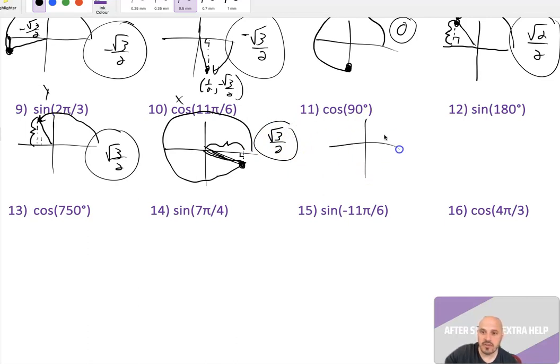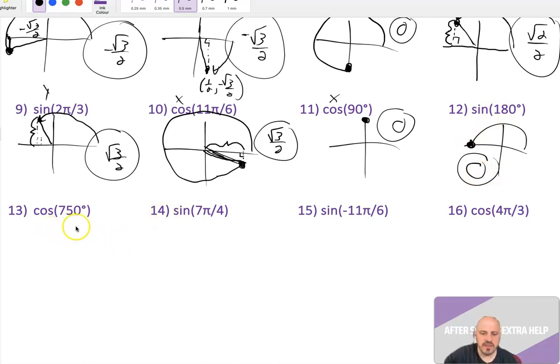How about 90 degrees? Cosine of 90, bam, right up there. What's that? The x value up there, just 0. How about sine 180? Bam, we did this one already, right? What's the sine at pi or at 180? Well, the y value there, 0.